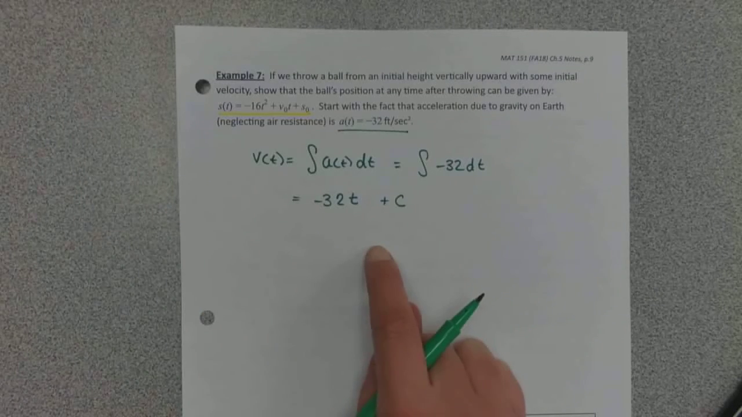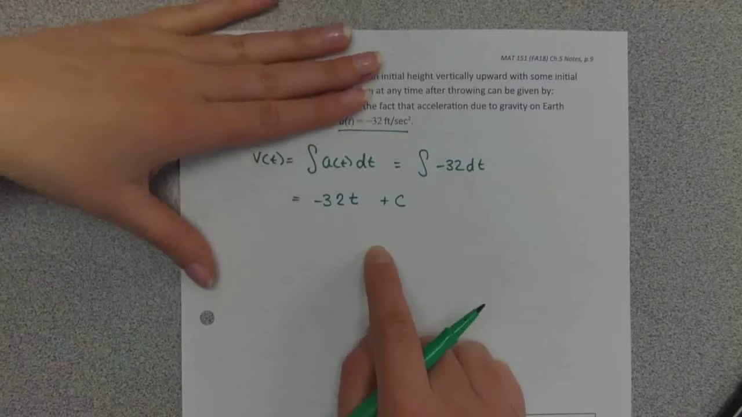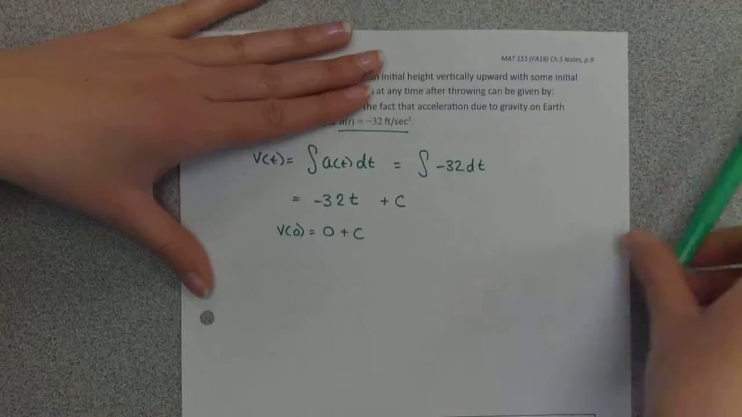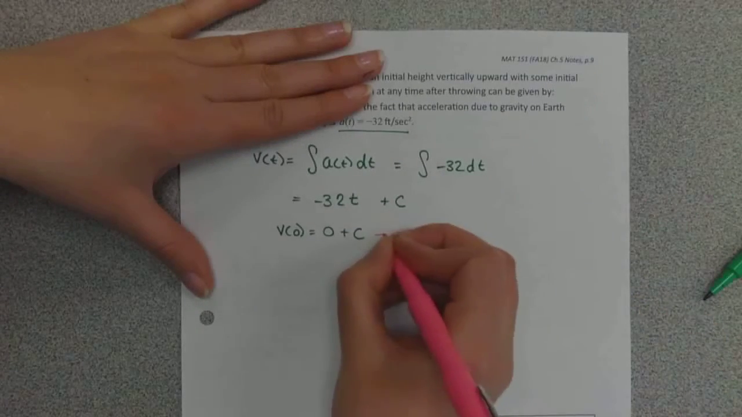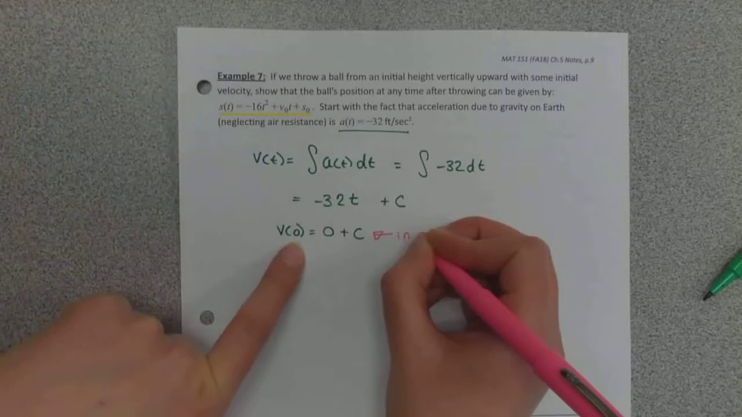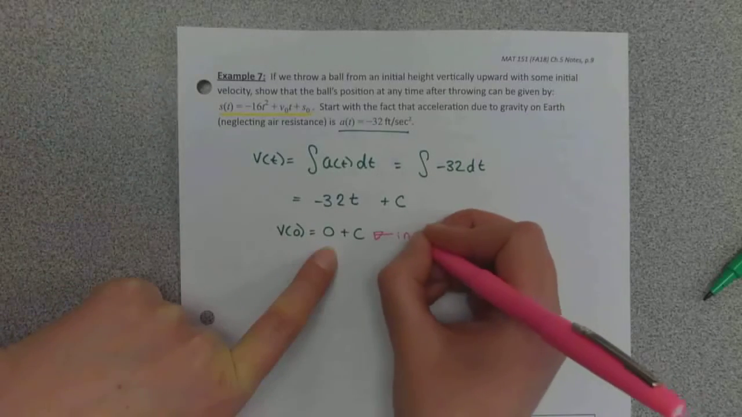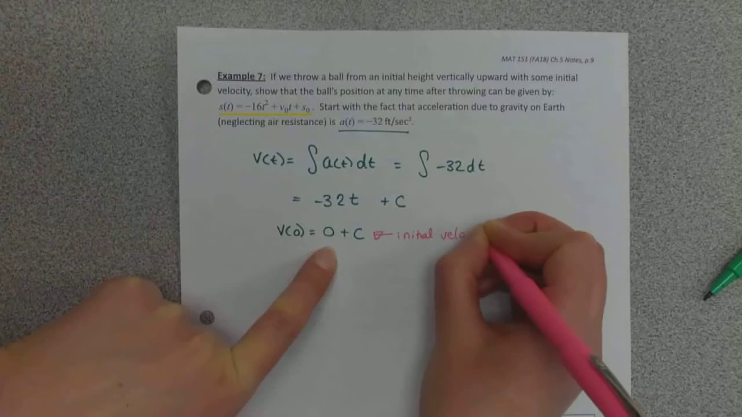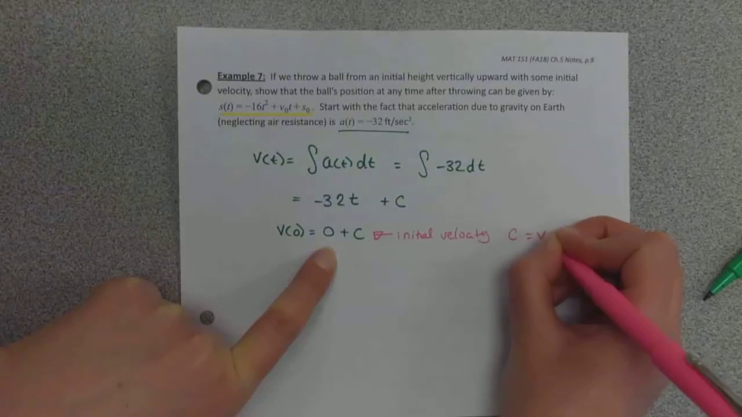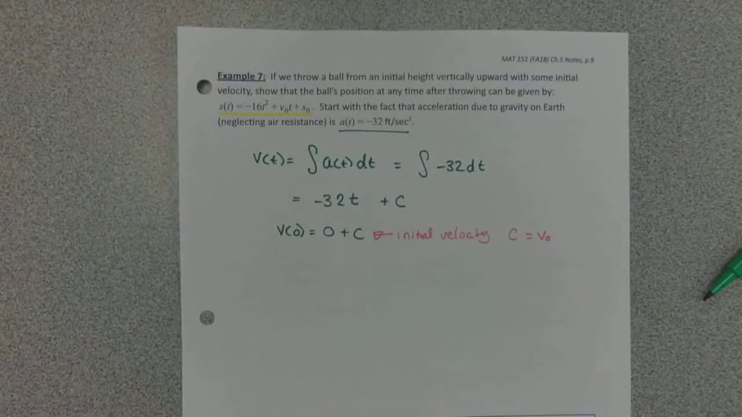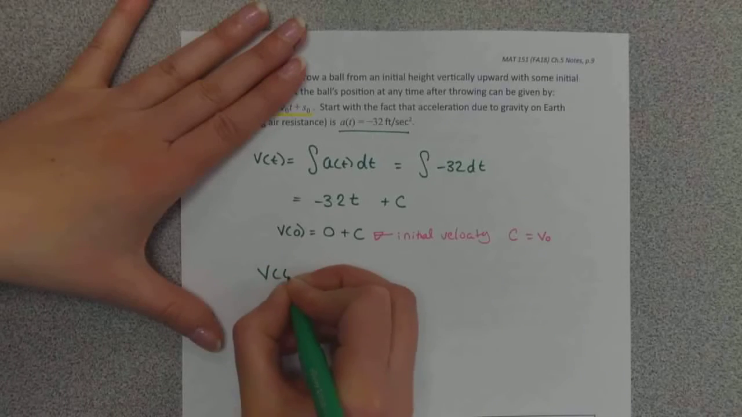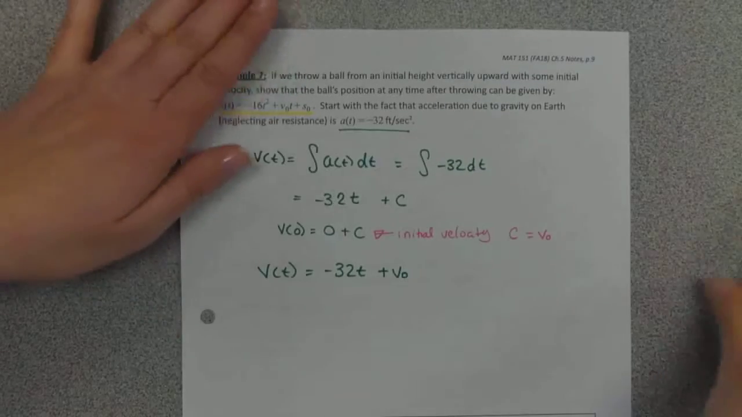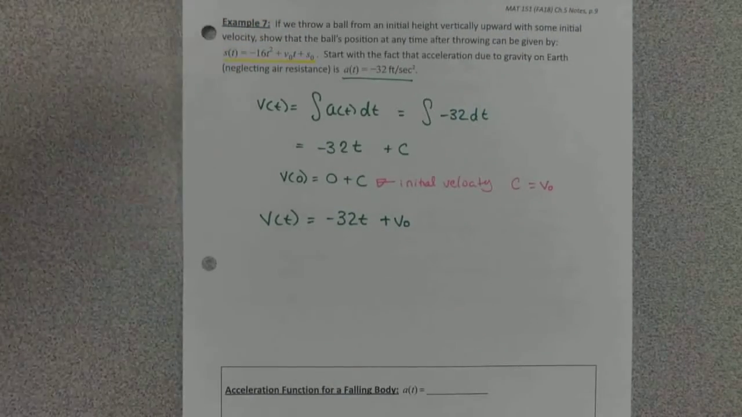Then it's a matter of what that c means, right? If I note that v of 0 is 0 plus c, that means that c is what you get when you plug in 0. So that means that this is the initial velocity. We're going to call c v naught just to stand for initial velocity. So that changes our v of t equation to negative 32t plus v naught. Does that make sense?